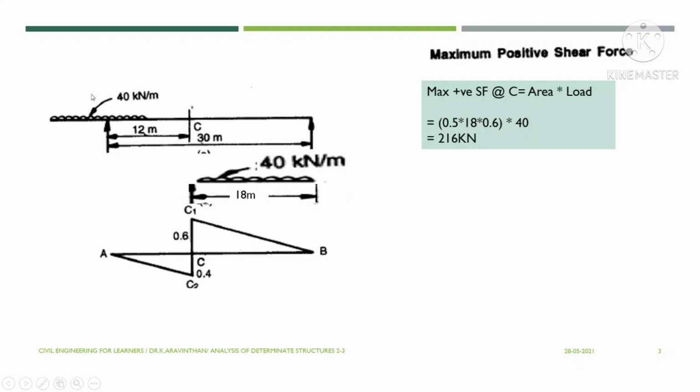Since the UDL is longer, it will be placed throughout the right hand part of point C. If I place the load on the right hand side of point C, I have the remaining 18 meter distance, and the whole 18 meters will be covered by this load. Now to find the shear force, it is area into load. The area will be 0.5 into the base of 18 meters, and the height of the triangle is 0.6. If you multiply this, you get plus 216 kilonewton.